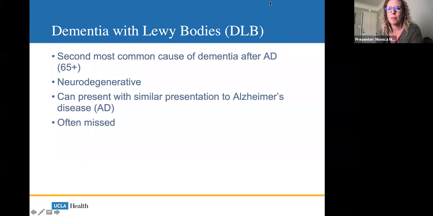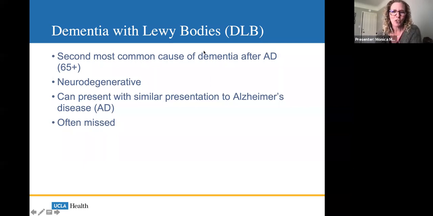So the next most common type of dementia that we're going to talk about is dementia with Lewy bodies. Dementia with Lewy bodies is the second most common form of dementia after Alzheimer's for people after the age of 65. FTD is second most common before 65. Lewy body dementia, DLB, is after 65. Again, it's another neurodegenerative disease. People can present with similar presentations to Alzheimer's disease, and it's often missed in terms of diagnosis.